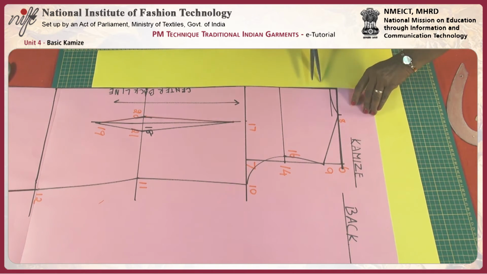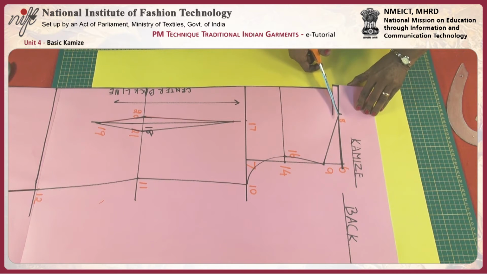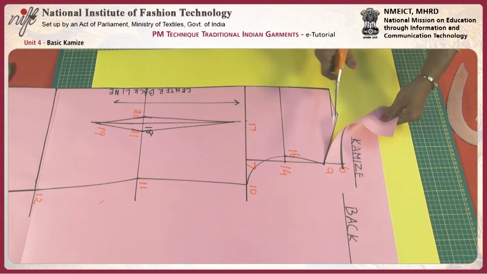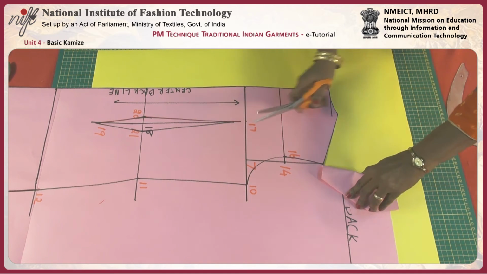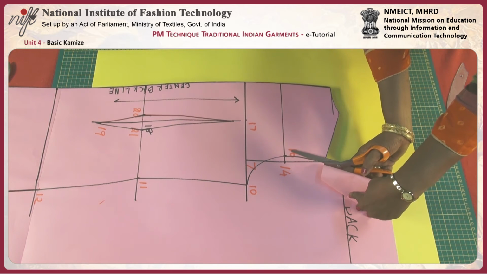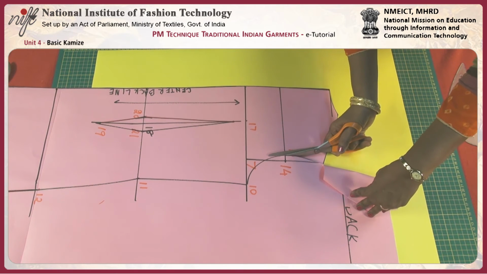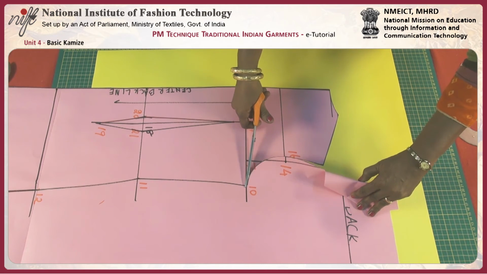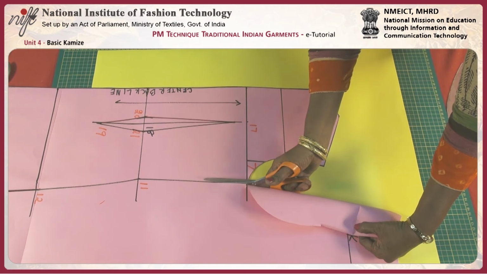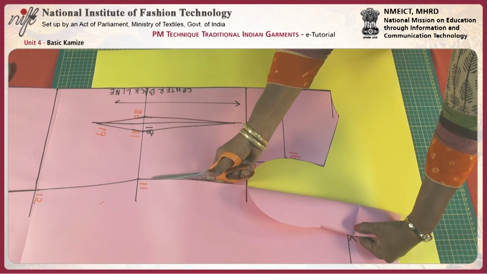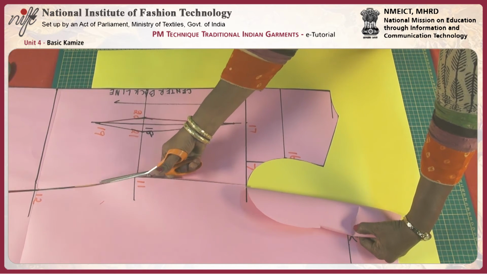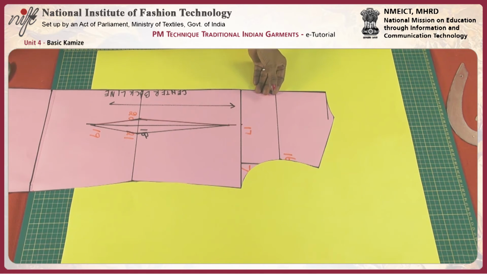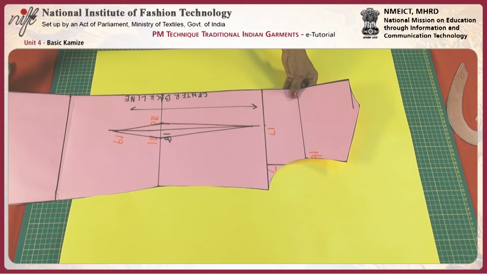Center back line, then the neckline, then shoulder line, then armhole line, side seam line, now the back pattern is ready.